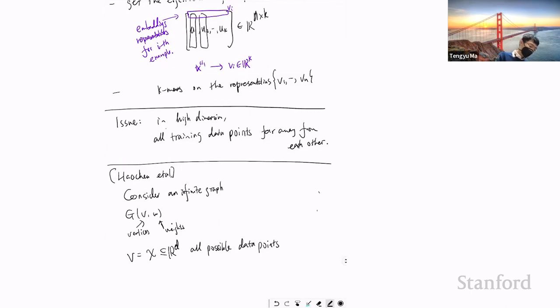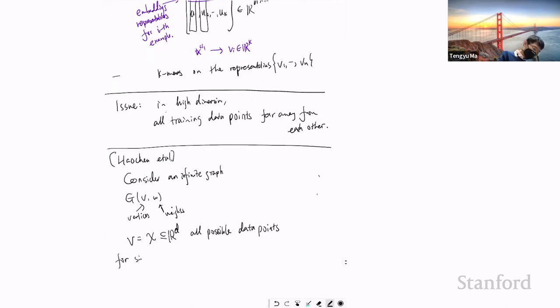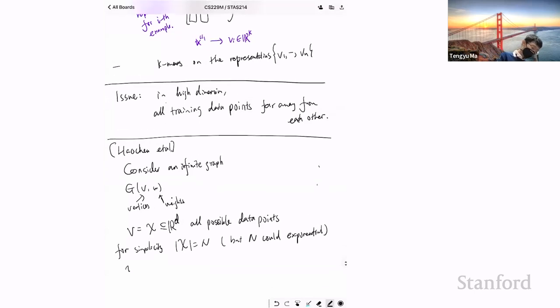So for simplicity, maybe let's say you have a finite number of possible images, but n could be exponential. So for simplicity, let's say we have an exponential size graph. So then, on this graph, what you do is you define w_{x,x'}, the weights between two nodes, two vertices.